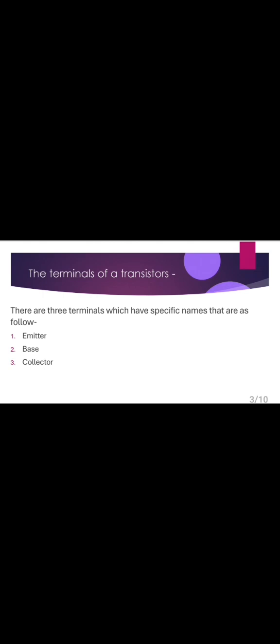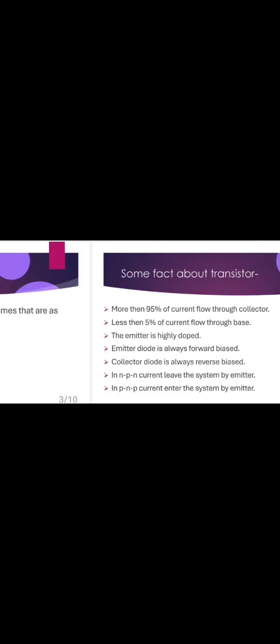The terminals of a transistor. There are three terminals which have specific names, as follows. First one is emitter, second is base, and third is collector.